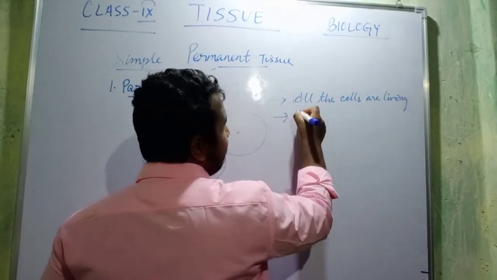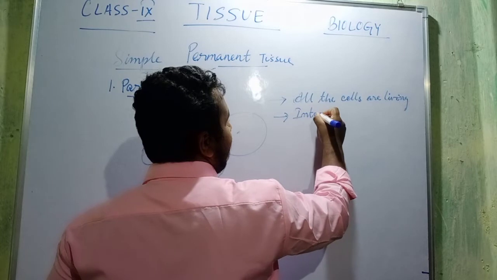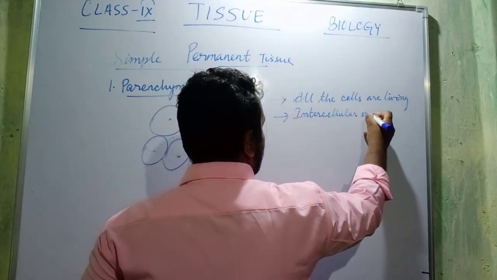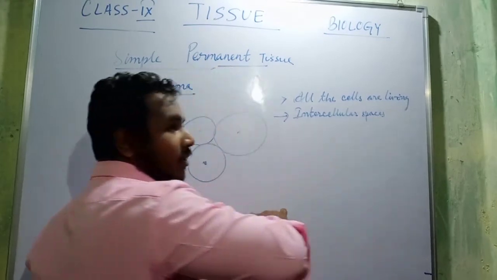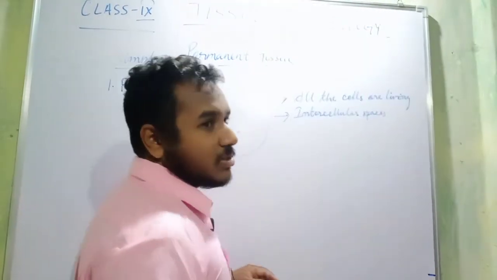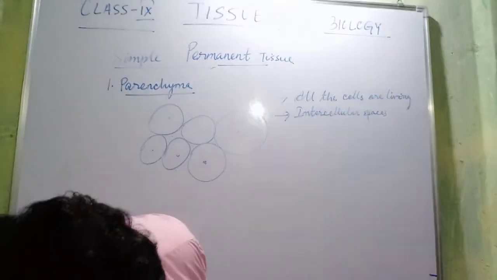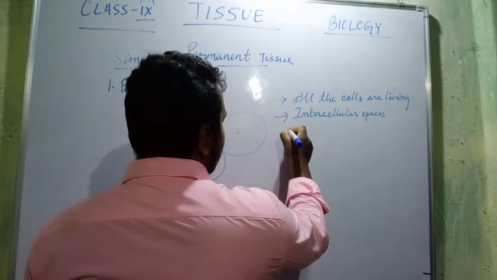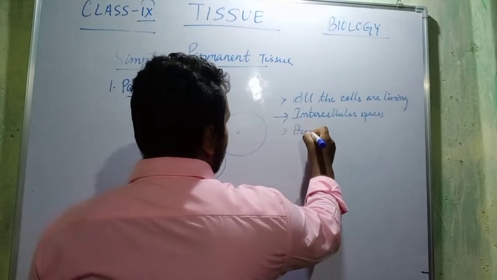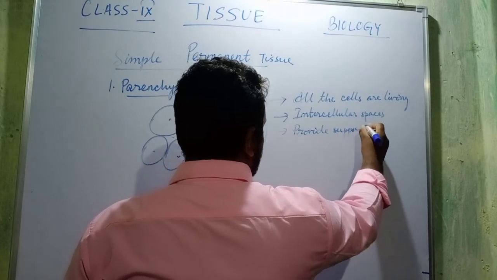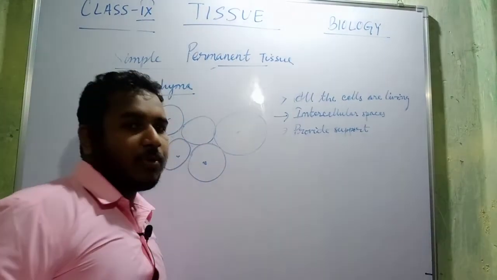They have intercellular spaces. All the cells are living. Now, what is their function? Its function is to provide support. It provides the support to the plant.